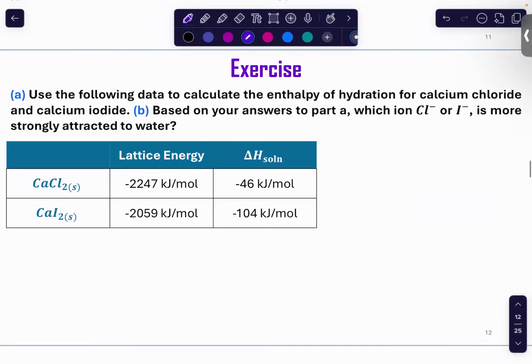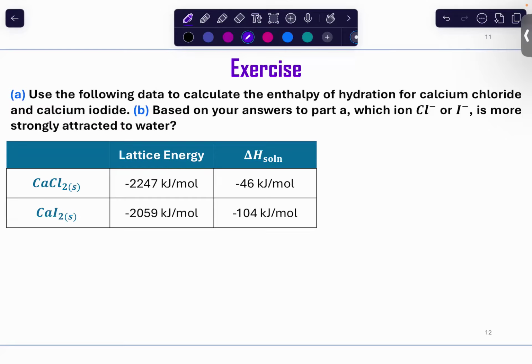Let's look at a problem here. So we have some data, calcium chloride and calcium iodide. The lattice energy of calcium chloride is negative 2247 kilojoules per mole. Calcium iodide is a negative 2059 kilojoules per mole. And so this is a good question. Why is the lattice energy for calcium chloride stronger than the lattice energy for calcium iodide? So remember, the more negative the energy, the more stable the compound.